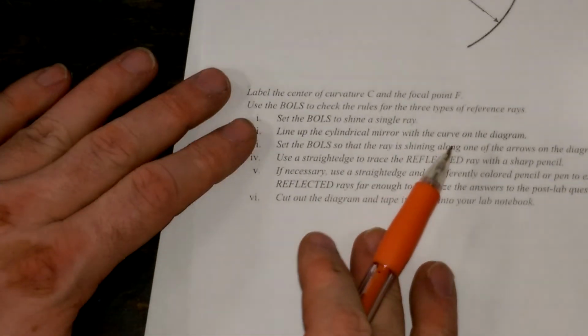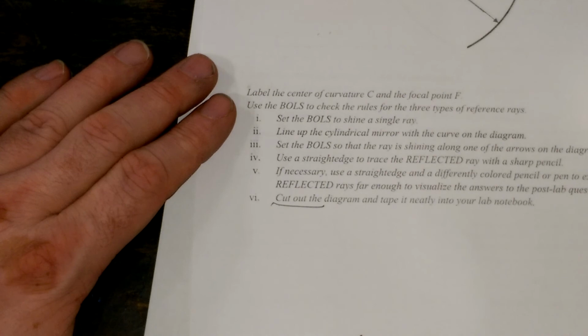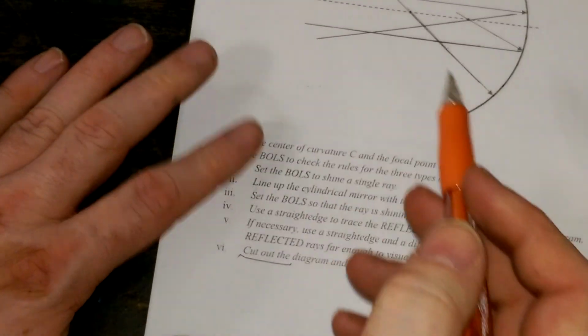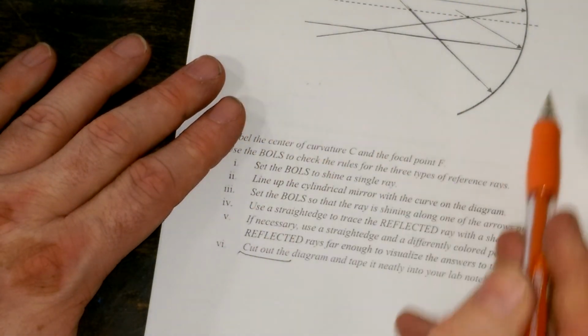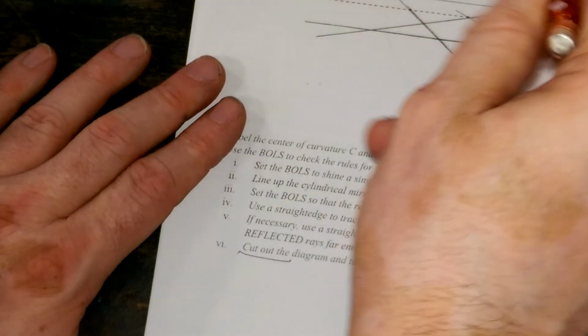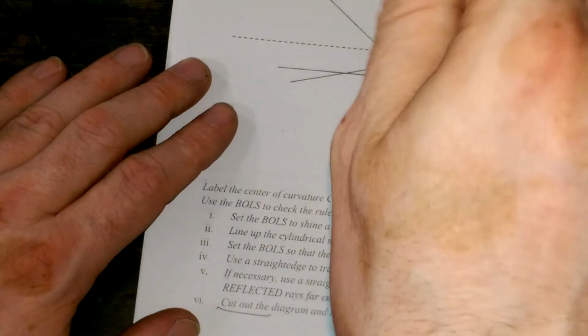Yep, see? Look at that. Step VI is cut out the diagram. You don't have to cut out the whole width of the paper, just the picture.